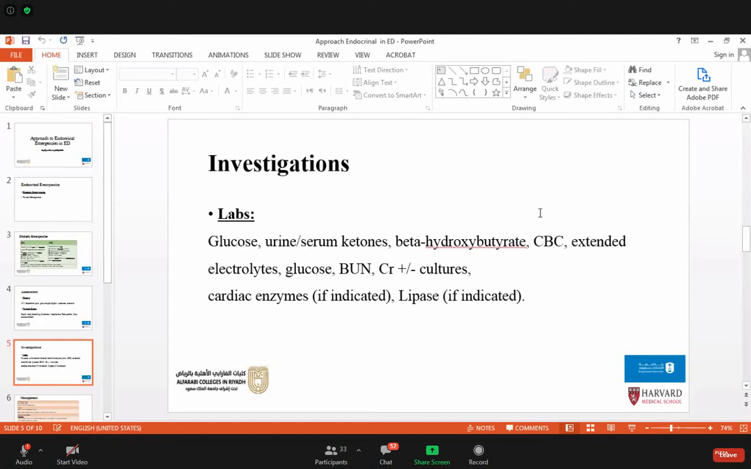Glucose and the BUN, creatinine, kidney function, we expect that to be affected with the dehydration. And because of the diabetes, chronic uncontrolled diabetes is one of the causes of renal impairment. So keep that in mind. Cardiac enzymes, as indicated, as I just said, and lipase for pancreatitis.